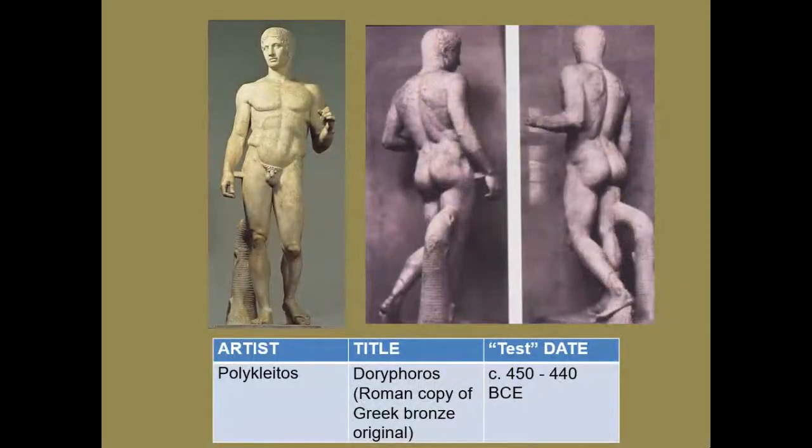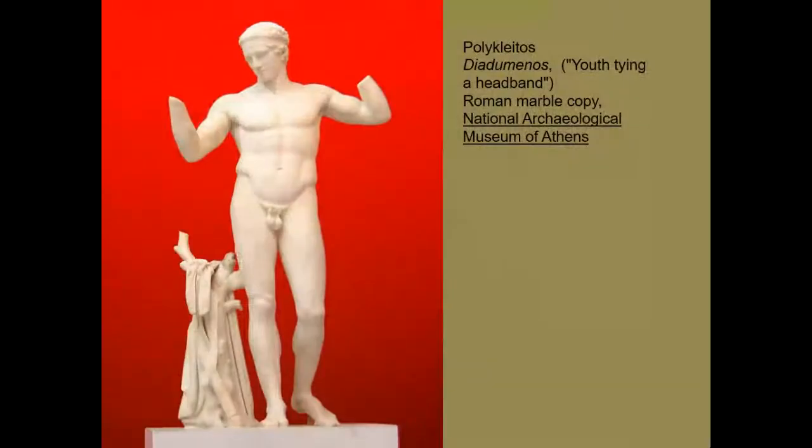So Polykleitos's Doryphorus, what you're seeing is in fact a Roman copy in marble of the original statue that Polykleitos made in bronze, which has been lost. So even though we're looking at the Roman copy of it, this is considered to be the work of Polykleitos. He's the original artist, even though we're looking at a copy.